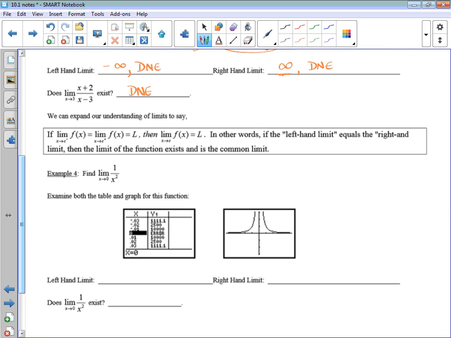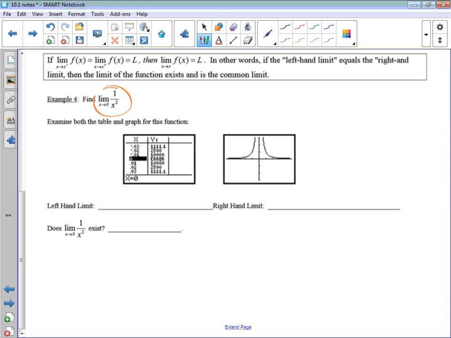Okay, let's do another one. This time we're looking at 1 over x squared as x approaches 0. From the left, where am I going? You're going to tell me infinity, does not exist. From the right-hand side, what are you going to tell me? Infinity, does not exist. Left and right, are they going the same way or opposite ways? So what do you think you're going to tell me for the overall limit? Infinity, does not exist. Not hard, right?